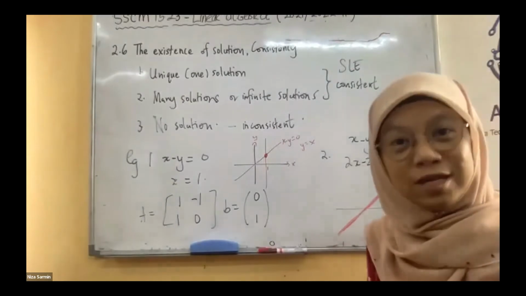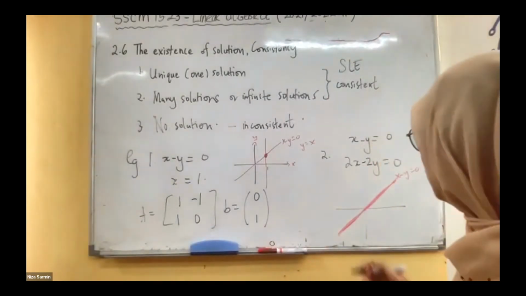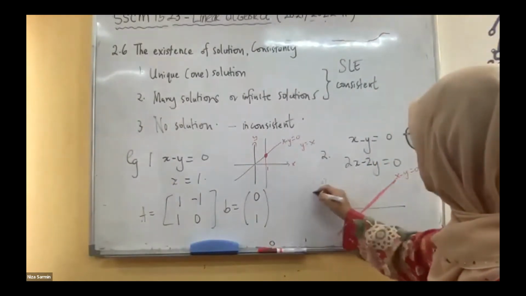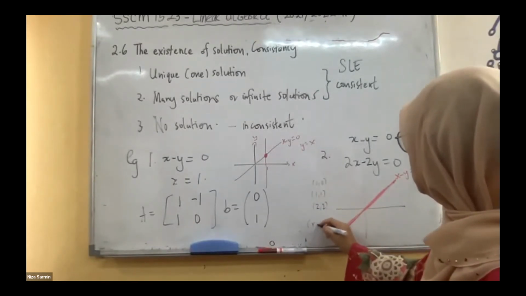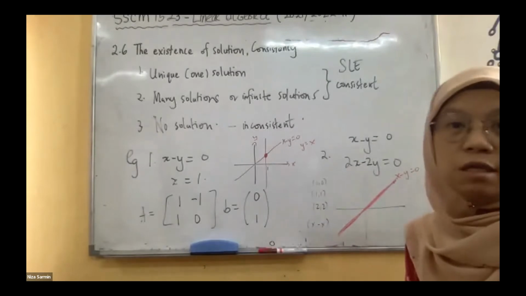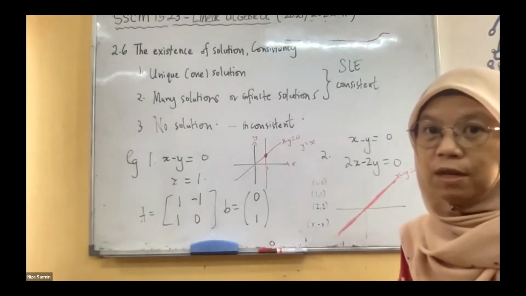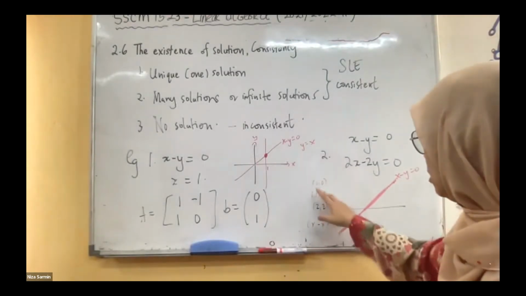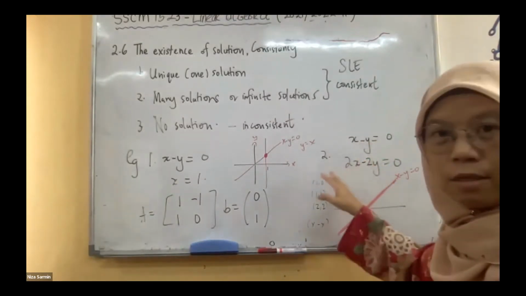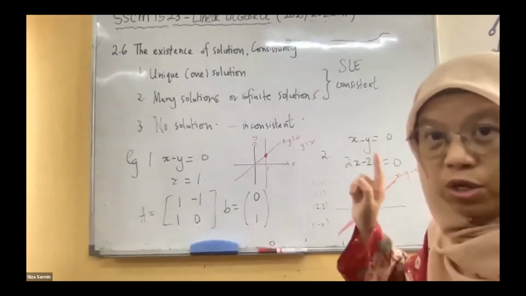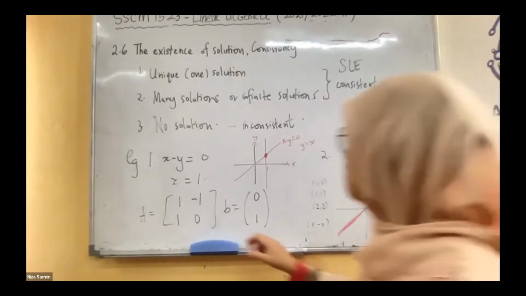As long as y is x, right? So 0, 0 can be a solution, 1, 1 can be a solution, 2, 2 can be a solution, or x, negative x is solution. So this is infinitely many. Because all this, when you put there, it satisfies both equations.